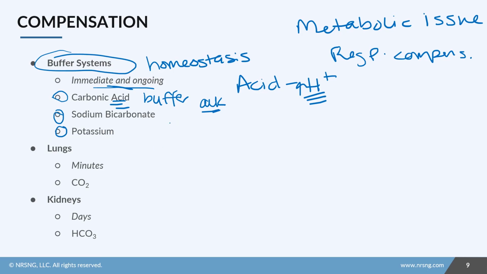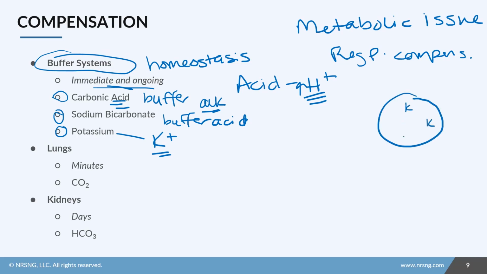Sodium bicarb helps to buffer acidic situations by trading a sodium for a hydrogen ion to absorb those hydrogen ions and get them out of the bloodstream. Now, potassium, this is different. Potassium has the same charge as hydrogen ions. It has that 1+. And most of the time, potassium lives inside the cells. Think Circle K, right? Potassium lives inside the cell.